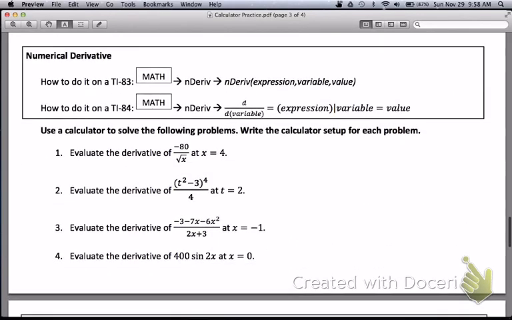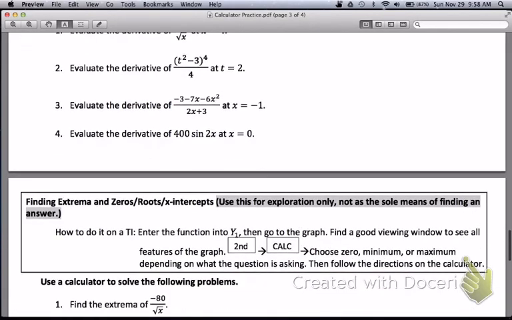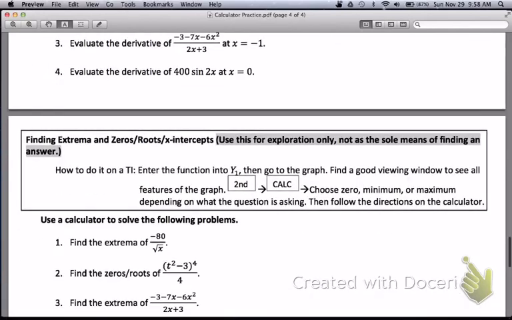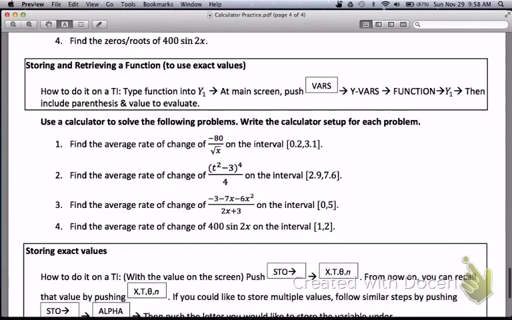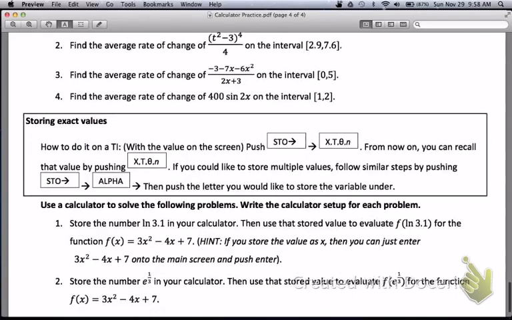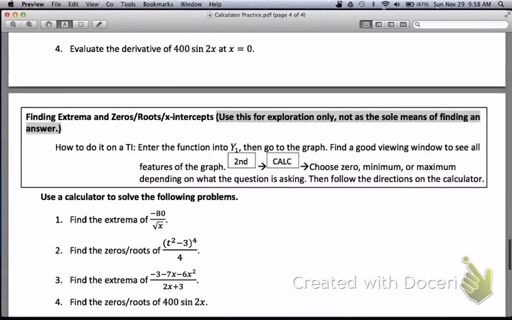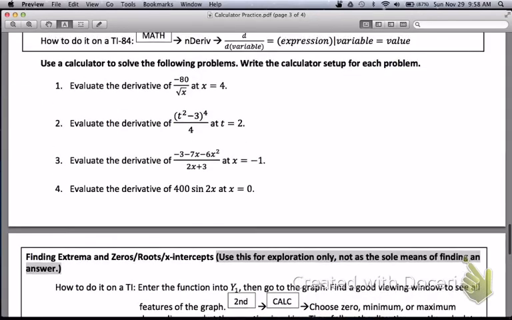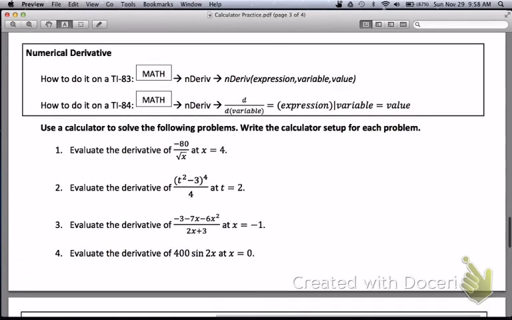And then the last thing I want to do with you guys is I want to go through one of each of these. So there's a numerical derivative, finding extrema, and then storing and retrieving a function, storing exact values. So most of these actually I think you know how to do, so I might not even go through some of these with you. Like, for example, the numerical derivative. I already did that with you guys today.